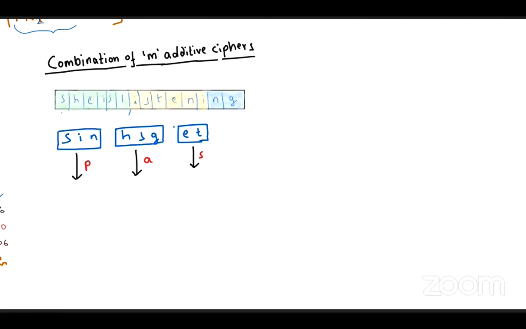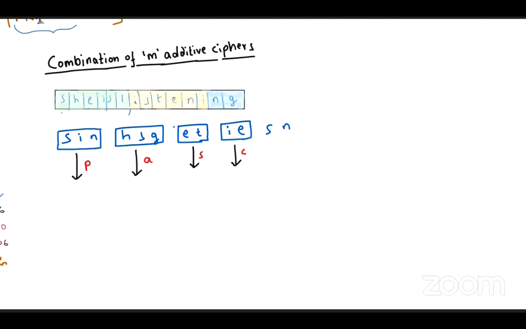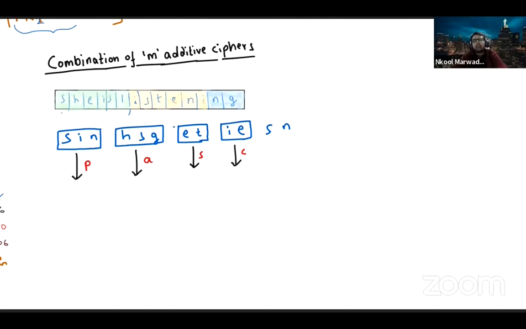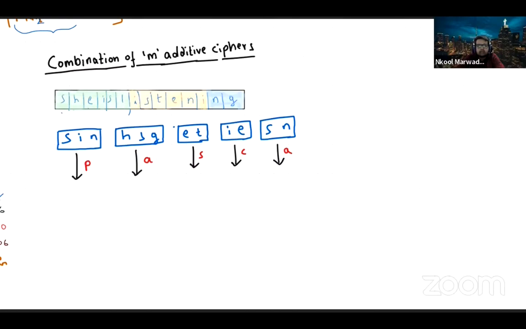Sir, I lost it. How is SIN mapped to P, HSG mapped to A? Oh, sorry, Pascal. Okay: SIN, HSG, ET, then IESNLI. Now you got it. Then we have SN, because after every 6 letters it is repeating the key. So for S, I and N, there will be the same key. The color shading represents the group. So the first letter of all the groups will be mapped to P, and so on, PASCAL. The last, LI, is L.